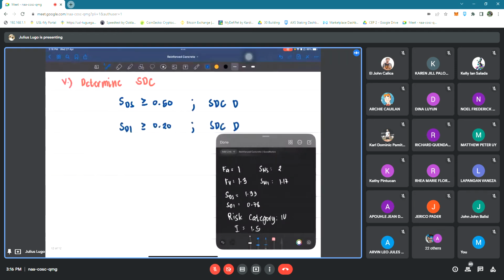Next step. We are almost done with the word. The next step will be to determine the response modification coefficient.